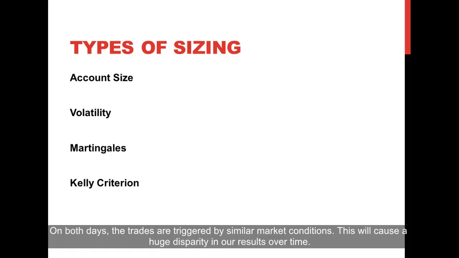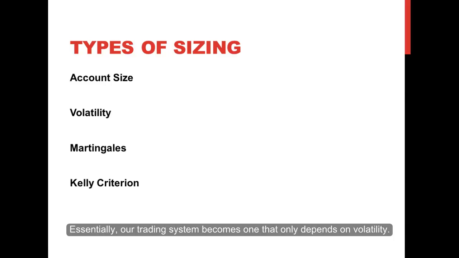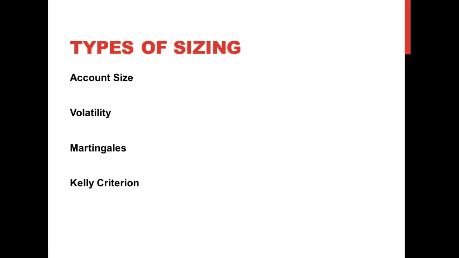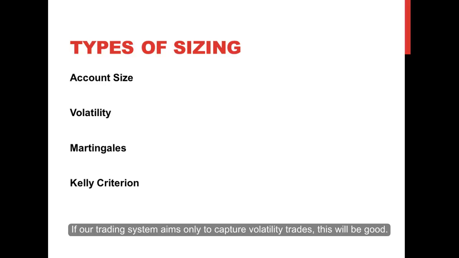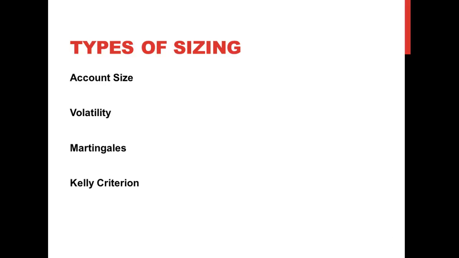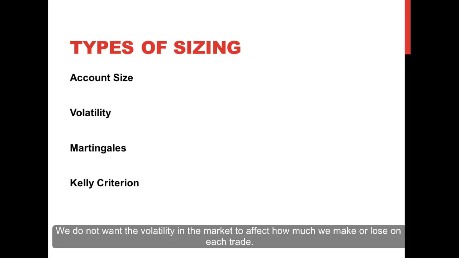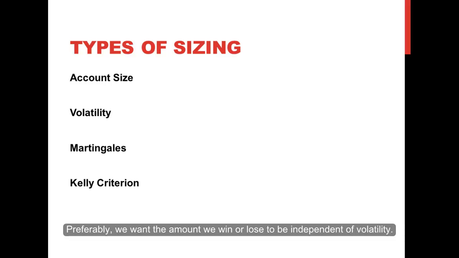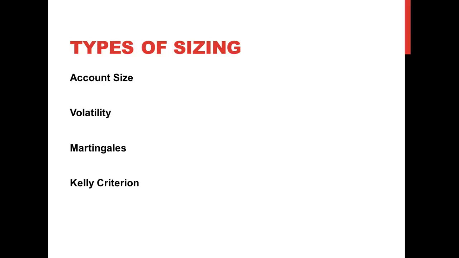And on both days, the trades are triggered by similar market conditions. This will cause a huge disparity in our results over time. Essentially, our trading system will become one that only depends on volatility. Now, if our trading system aims only to capture volatility trades, that'll be good. Otherwise, it will not be ideal. We do not want the volatility in the market to affect how much we make or lose on each trade. Preferably, we want the amount we win or lose to be independent of volatility.